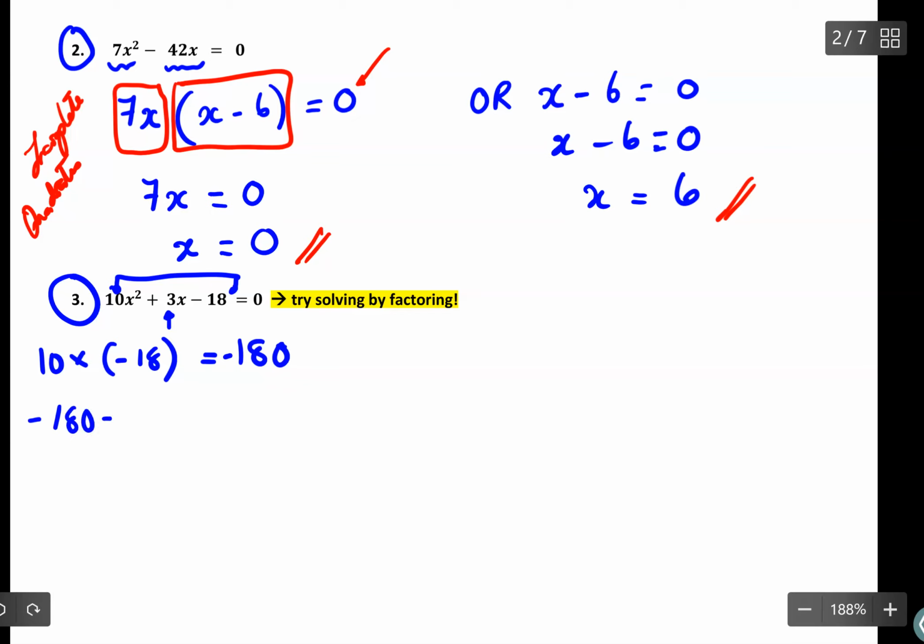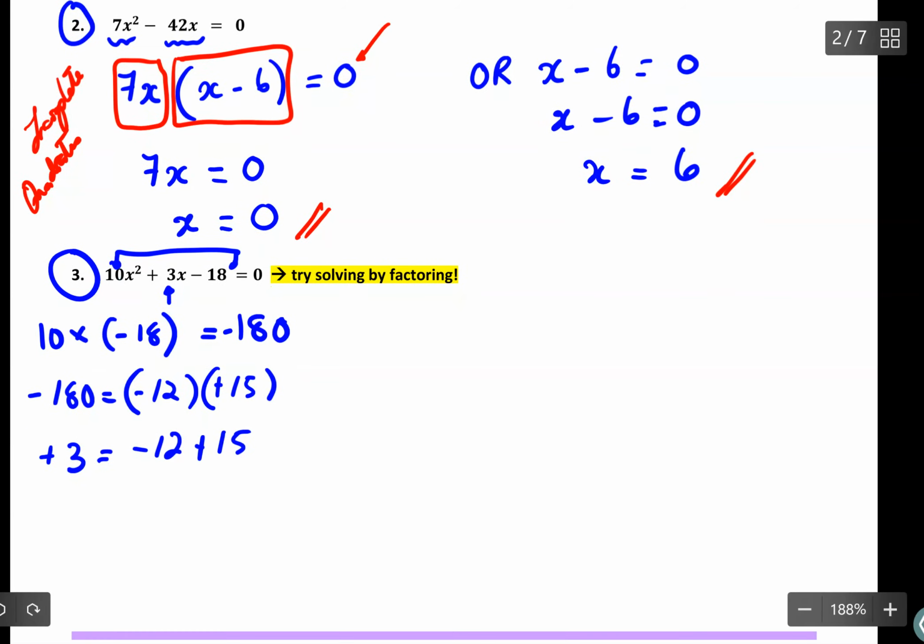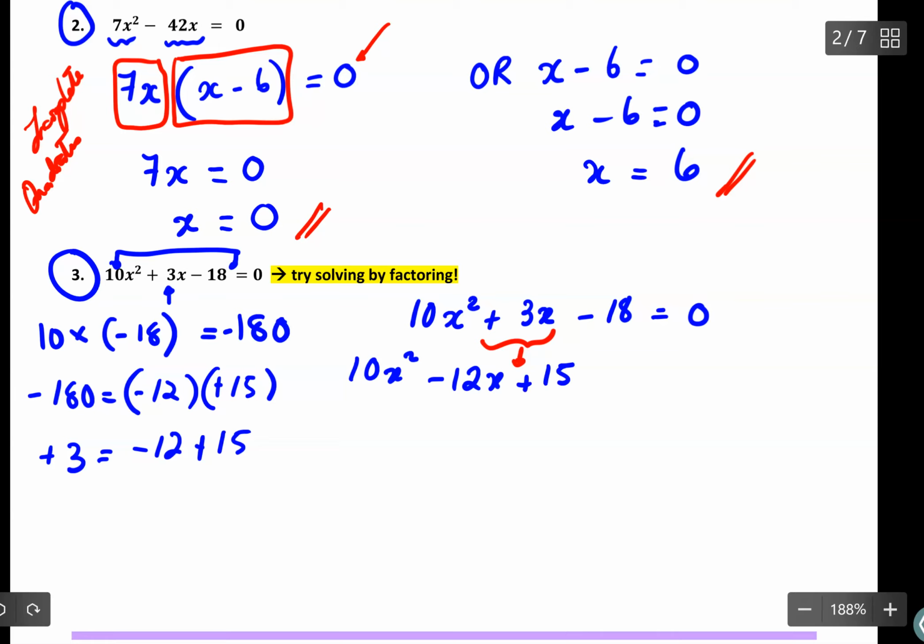Okay, so I found that I should get negative 12 and positive 15. So if I take negative 12, add 15, I should get positive 3 as the answer. So the next step is to break the middle term 3x into 2. So let's rewrite this: 10x squared plus 3x minus 18 equal to 0. I will break this middle term 3x into minus 12x plus 15x minus 18 equal to 0.